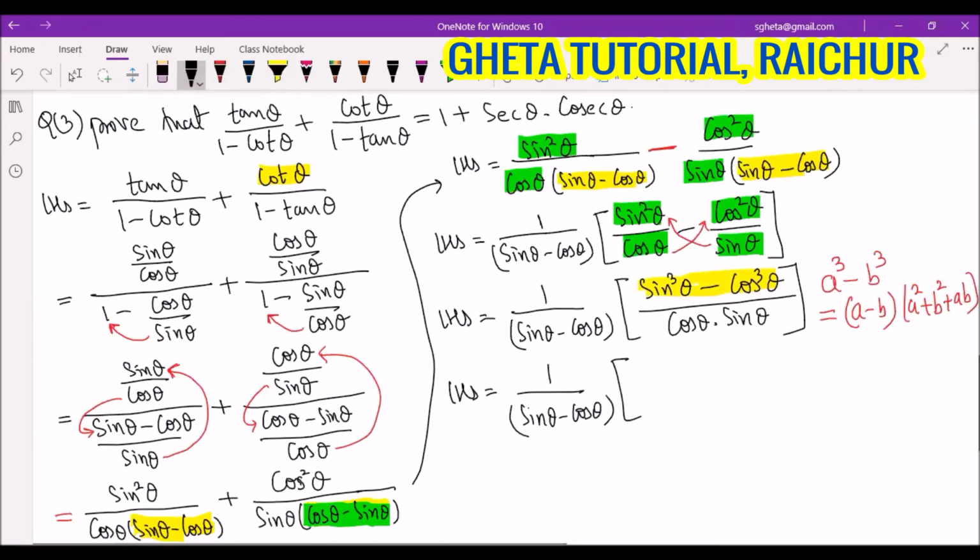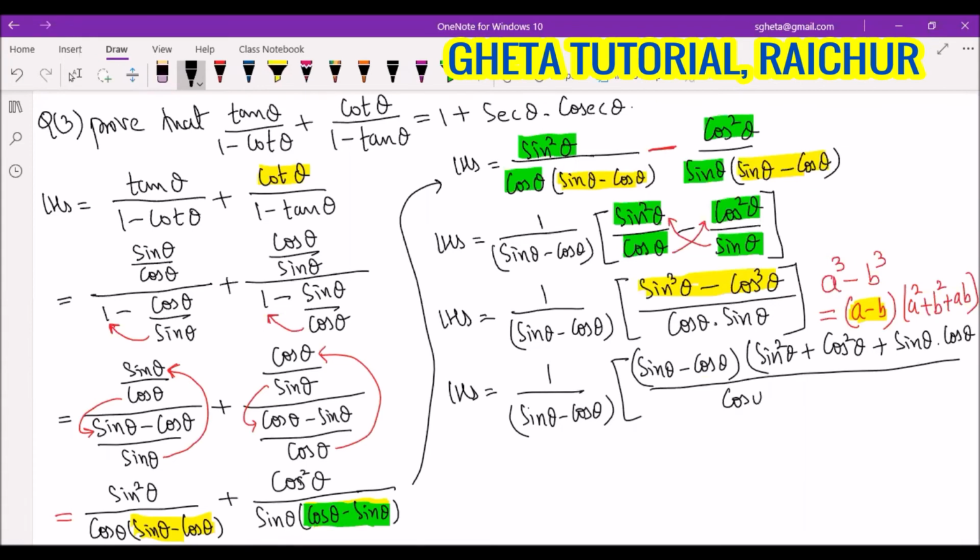So I will write in this way. First we have a minus b, so I can write here sine theta minus cos theta. Then in the bracket, what do we have? A square, so I'll write sine square theta. Then we have b square, so cos square theta. Then we have ab, which is sine theta into cos theta, whole divided by cos theta into sine theta.